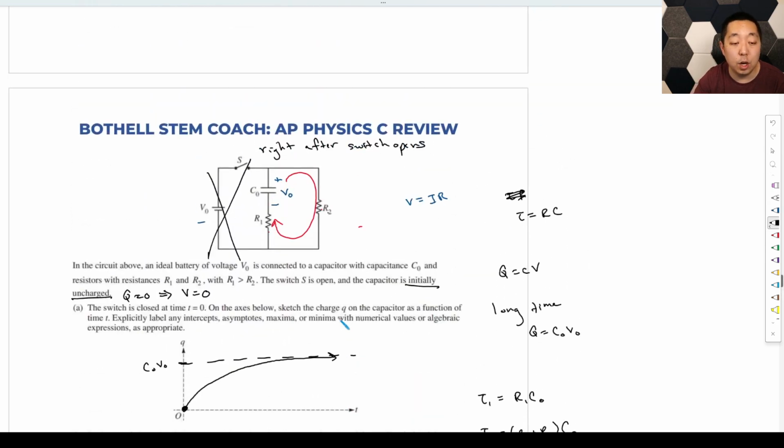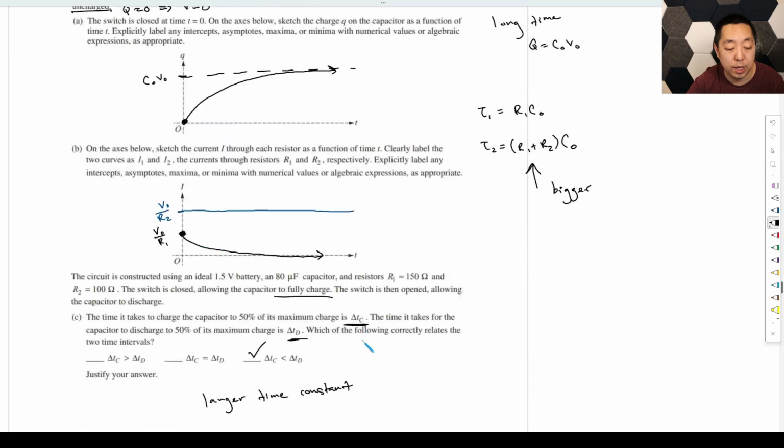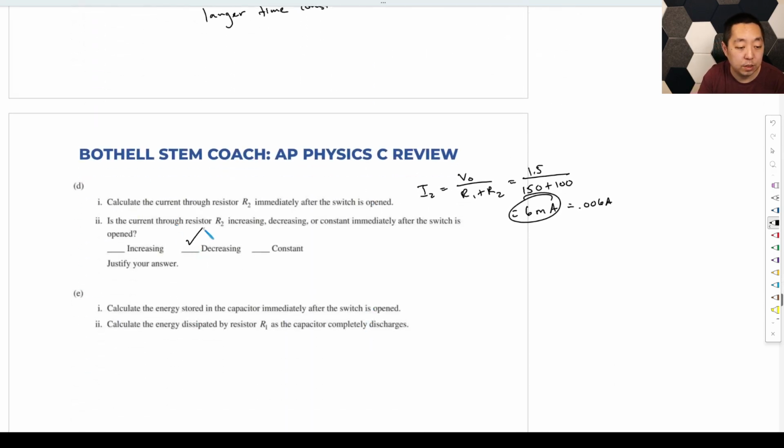So once the switch is opened, it's going to decrease because eventually it has to go to 0. That's one way to think about it. But the other thing is because the charge is moving from here to here, the charge on the plates is going to decrease because they're recombining, because you have current flow, charge flowing off the capacitor. So as the charge goes down, the voltage goes down. The voltage goes down, the current through the resistors goes down. So it's going to be decreasing.